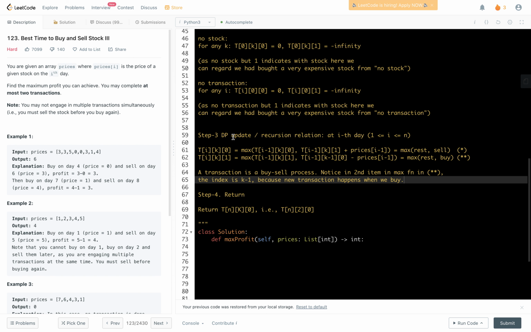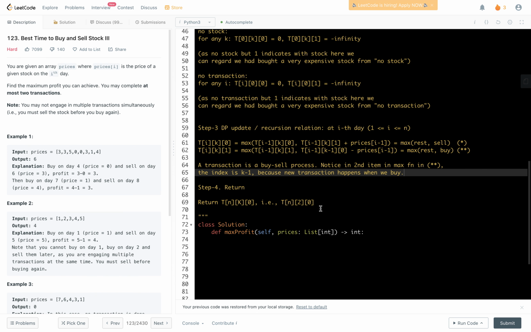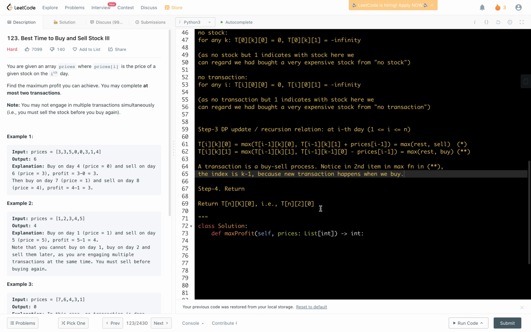With the DP update done, we can do the return. In general, for general k, we are going to return T[n][K][0], where n is the length of the prices and K is the maximum allowed transaction number. 0 is the state, because we want to maximize the profit, so we should always clear all the stock at hand. In this problem we're going to return T[n][2][0] because capital K is 2. With that said, we're going to write the code, and the code is identical to problem 188, but K is changed to be 2.